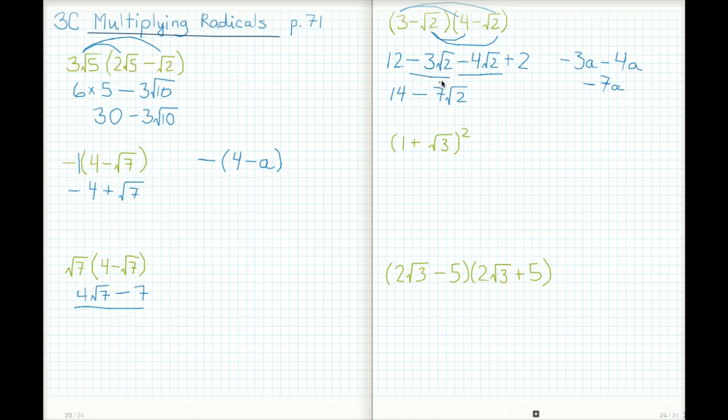Think about the radicals as little bits of algebra. There are no more like terms, so we can circle that as our final answer.